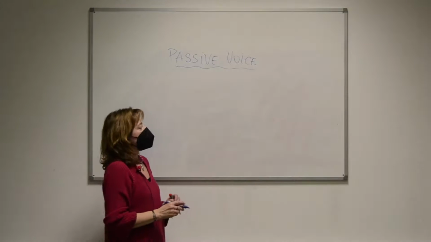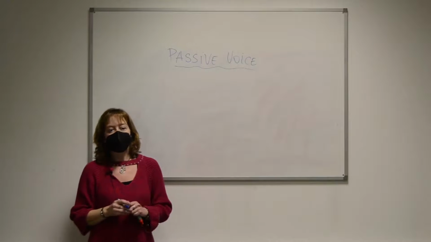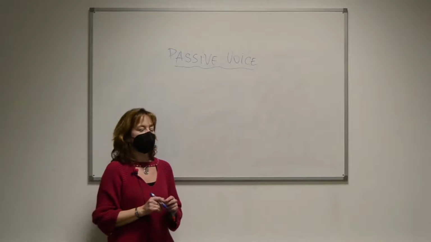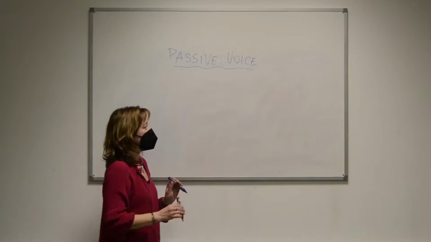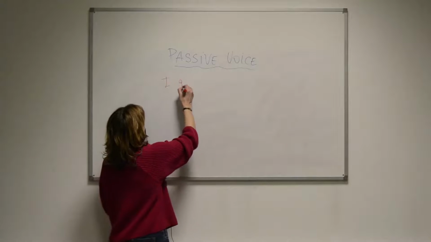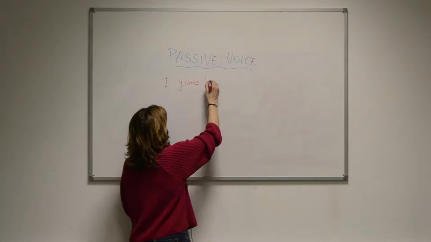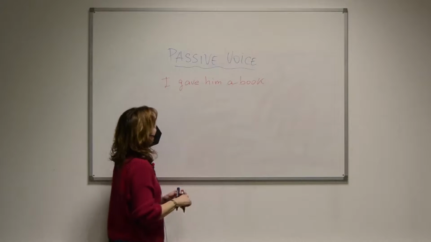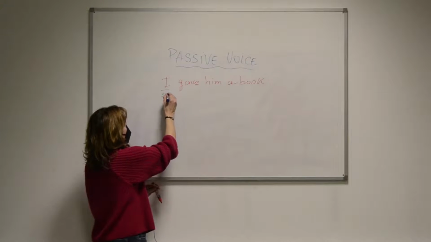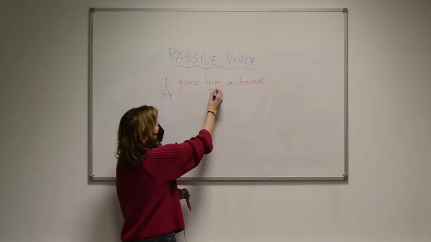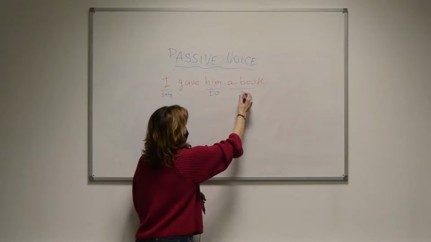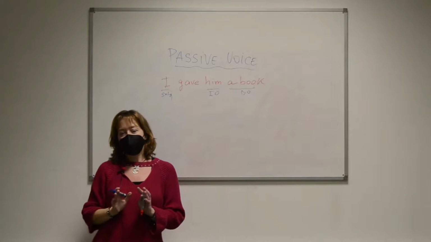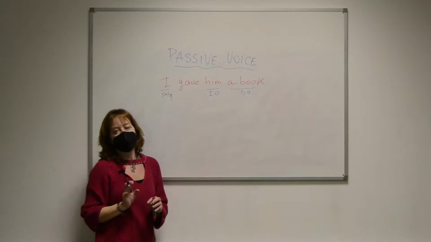Finally, we are going to review those sentences in which we have two objects. In English, there exist two possibilities of passive sentence when we have two objects. For example, I gave him a book. In this case, we have the subject, the verb, the indirect object, and the direct object. In Spanish, we can say only one sentence, but in English there exist two possibilities.